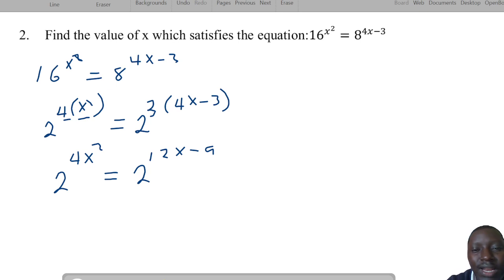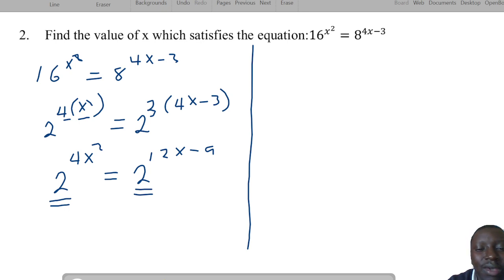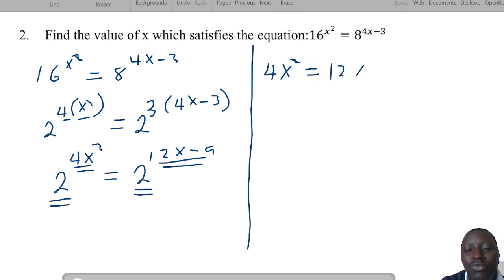And class, the way to go about this, we say that on the left hand side, the number we have is the same as the number we have on the right hand side, but the base on the left is 2, and the base on the right is 2. Then for the two numbers to be equal, we say that the powers will be equal. Therefore, what follows next class is that we have to equate 4x squared to be equal to 12x, then this one minus 9.